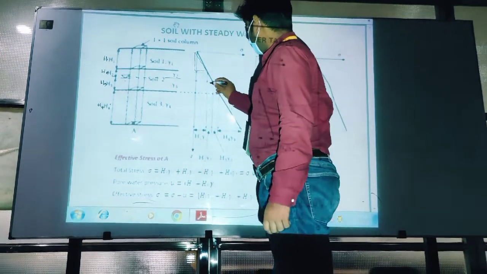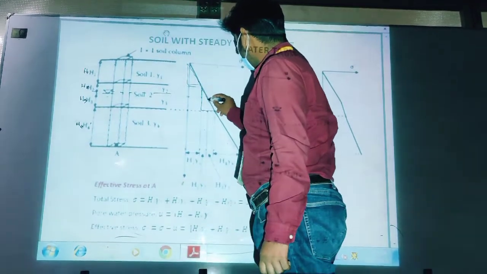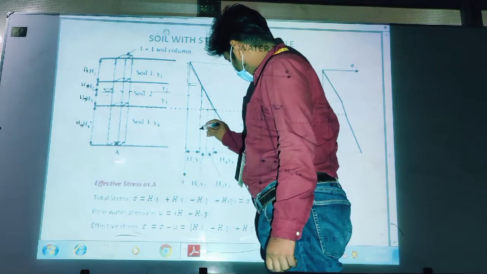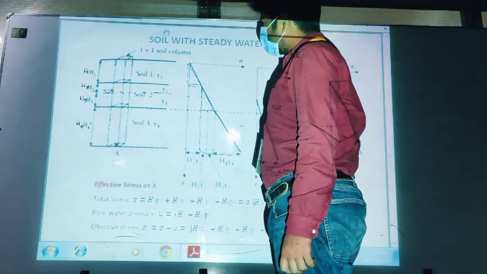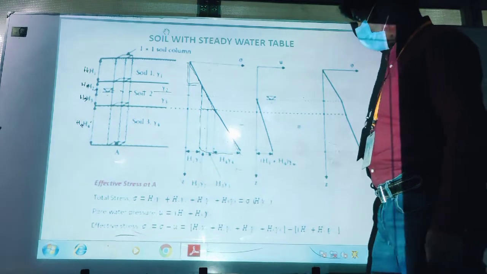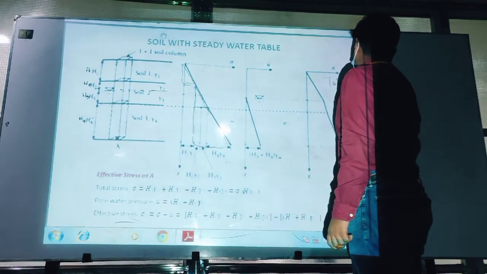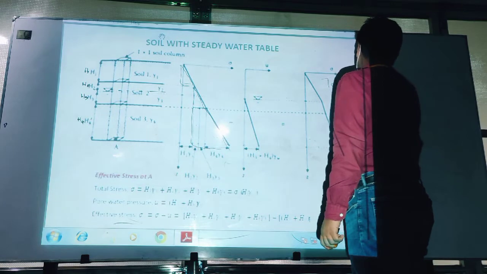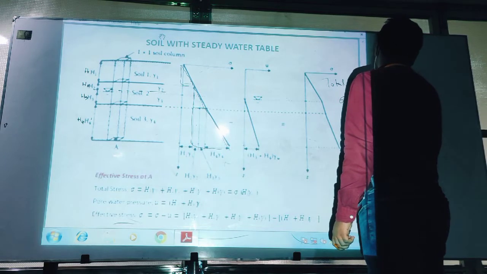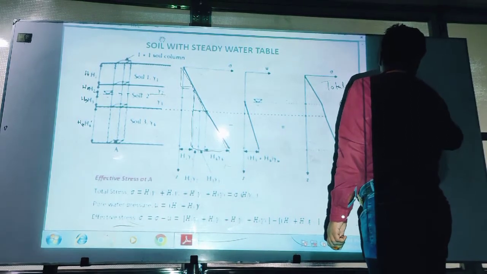This portion is soil for height H1, and this portion is soil for height H2, and this portion is soil for height H3, and you can see the total stress. Total stress sigma equals H1 gamma 1 plus H2 gamma 2 plus H3 gamma 3.